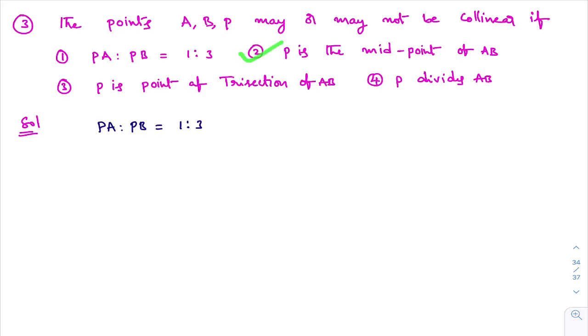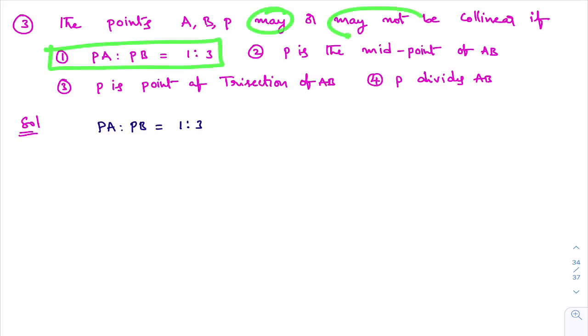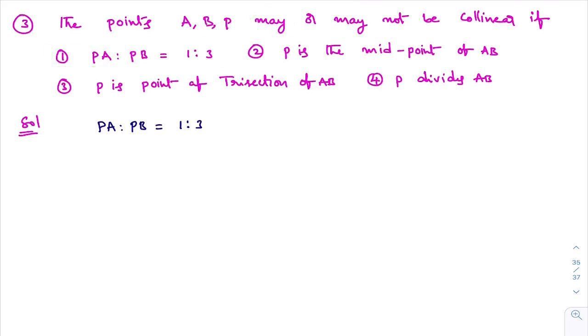But if I take the second option, third option, fourth option, clearly they say that those points are collinear. So what is the right option here? This is the right option. If PA is to PB equal to 1:3, then the points may be collinear or may not be collinear. I hope you understand this.